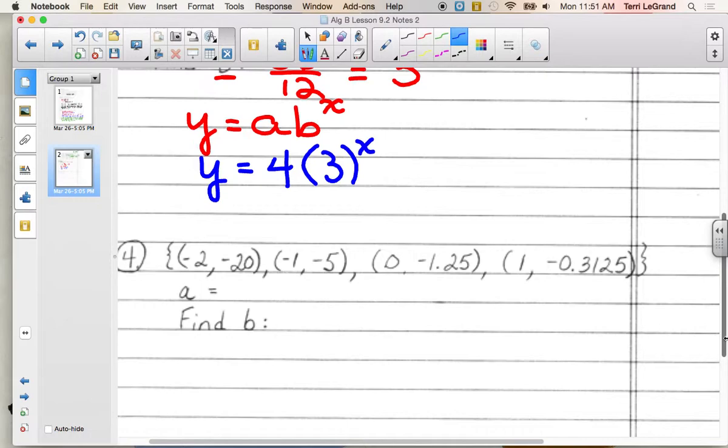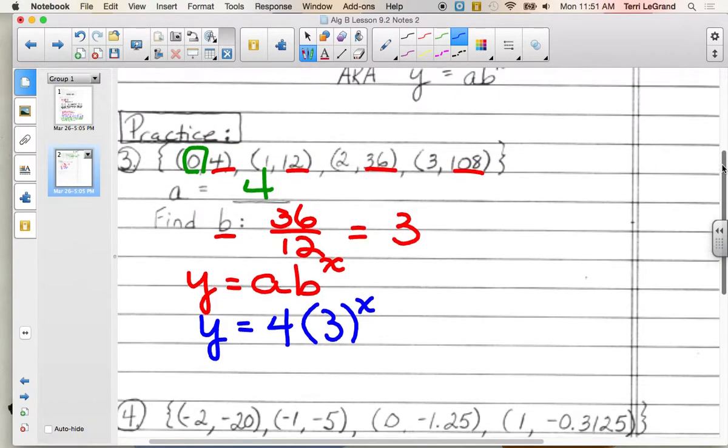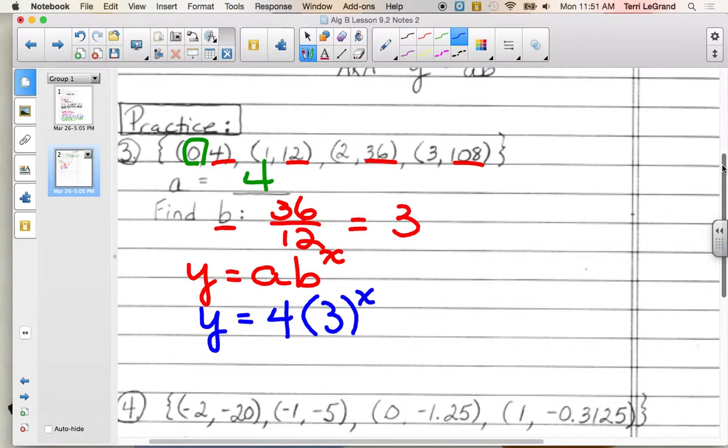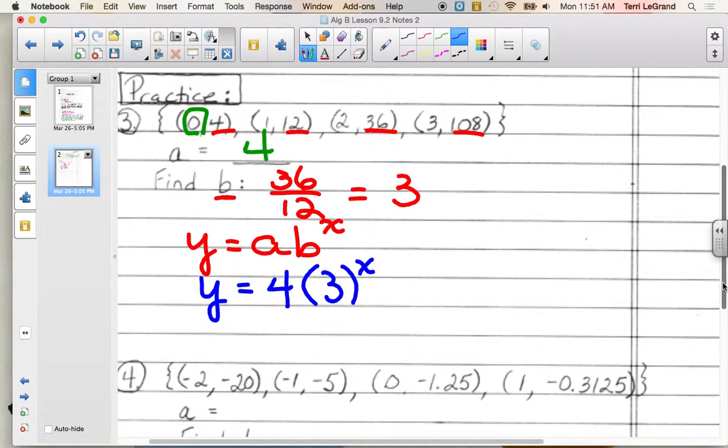Now let's just make sure our model actually works. Let's check one of these ordered pairs out. In other words, if we put our x value in, do we get the y value that goes with it? So let's do when x is equal to 0. 3 to the 0 power, what is that? 1. Anything to the 0 power is 1. 1 times 4? 4. Our y value should be 4.